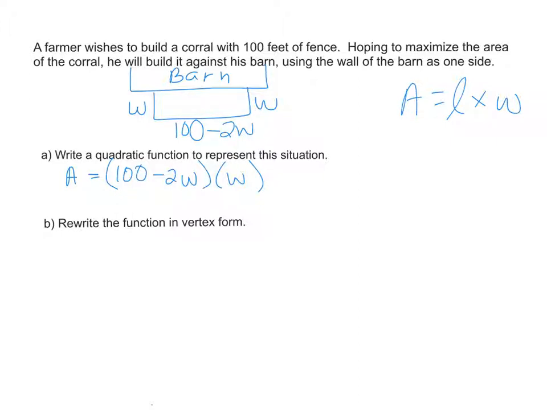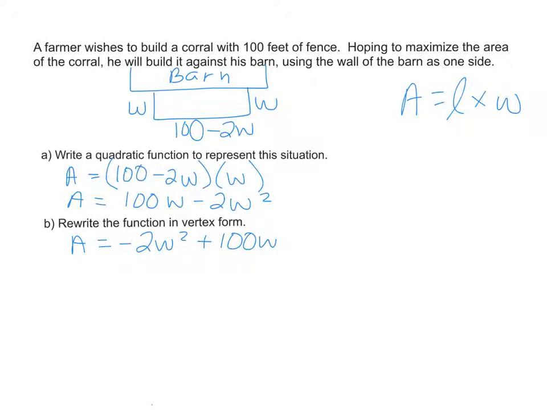I want to rewrite it in vertex form, so I'm going to start by expanding it. 100 times W, negative 2W times W. So we get negative 2W squared plus 100W. I chose to use W because I'm using it for the width. You don't have to use that. If you would rather work with X's or some other letter, that's okay.